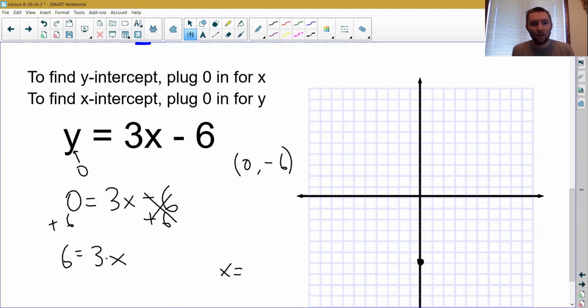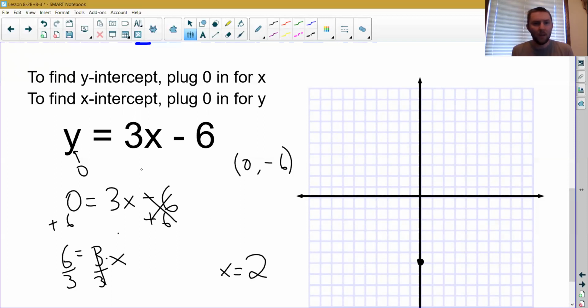And so I can now divide by 3 and divide this by 3. And now I just have x alone on that side, and the other side says 6 divided by 3. Well, 6 divided by 3, that's 2. Okay, 6 divided by 3 is 2. So my x-intercept value is x equals 2.